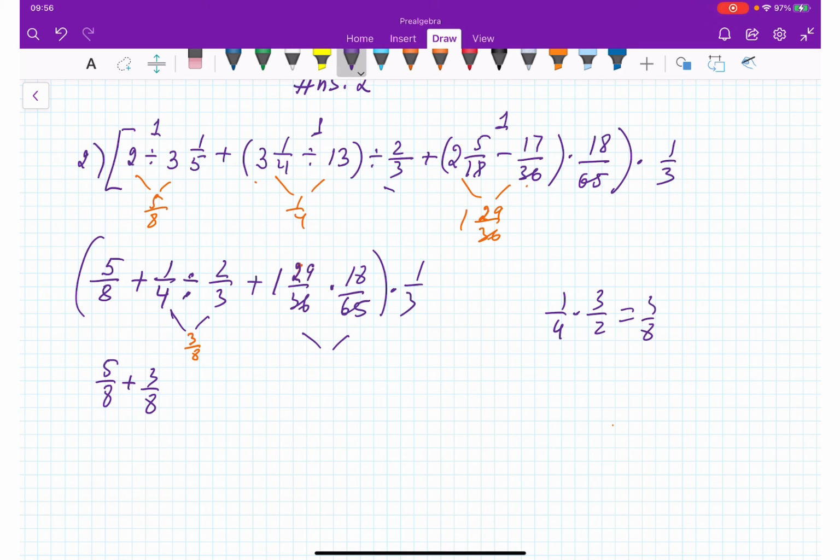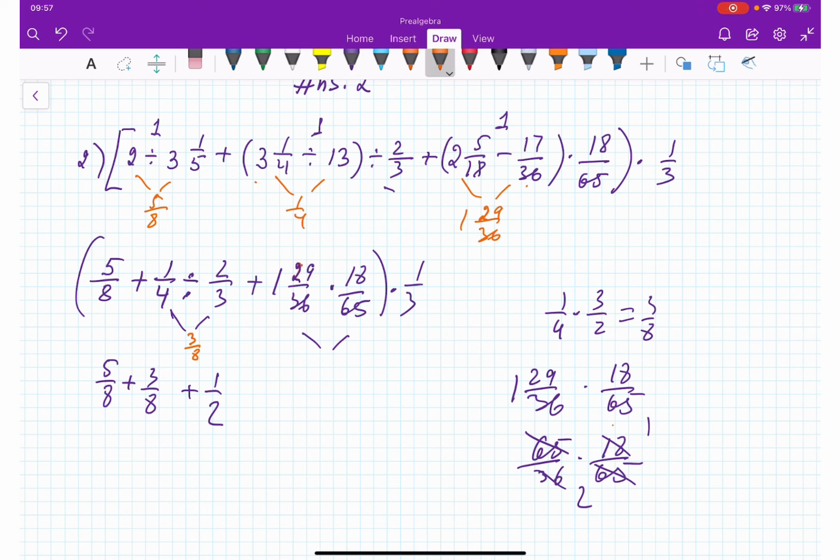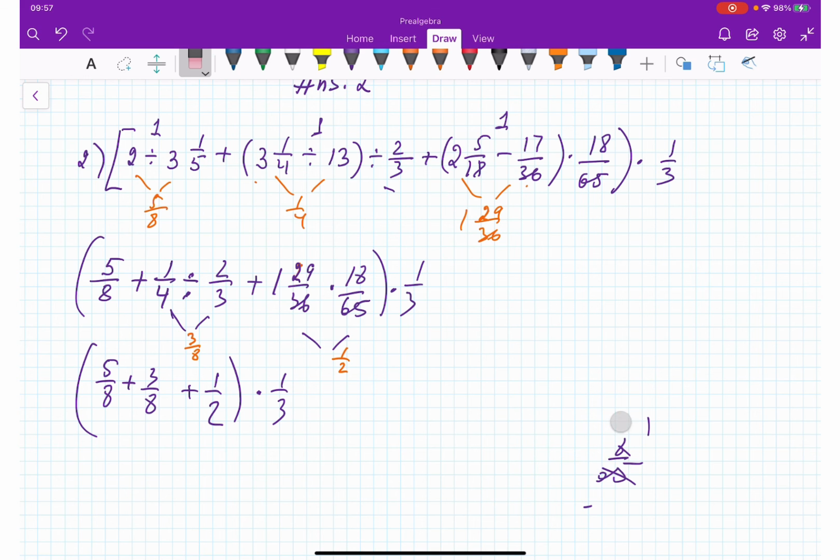And then plus, now let's multiply 1 and 29 over 36 times 18 over 65. 1 times 36, 36 plus 29, it's going to be 65 over 36 times 18 over 65. It's beautifully canceling. This is 18 and 36, 1 and 2. We are getting 1/2. And all that sum, we need to multiply by 1/3. Yes? So it's going to be equal.